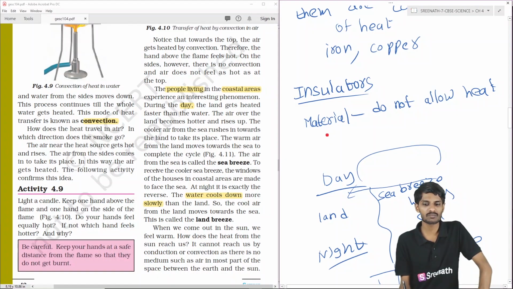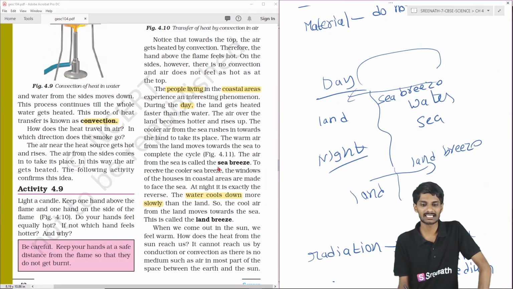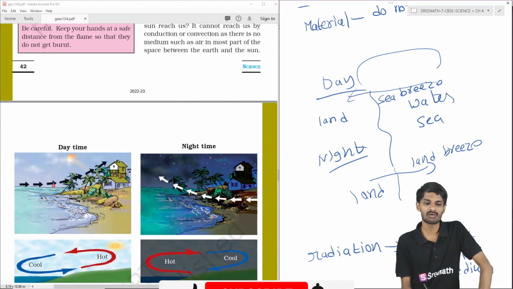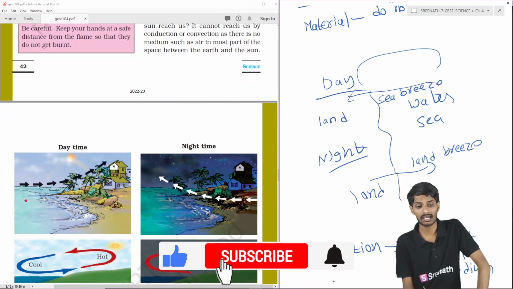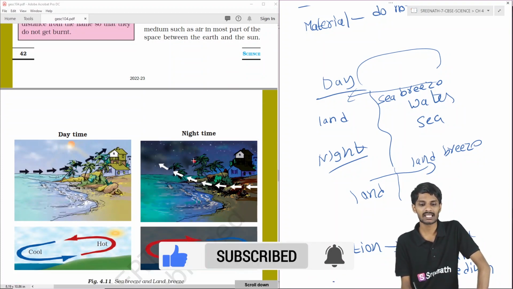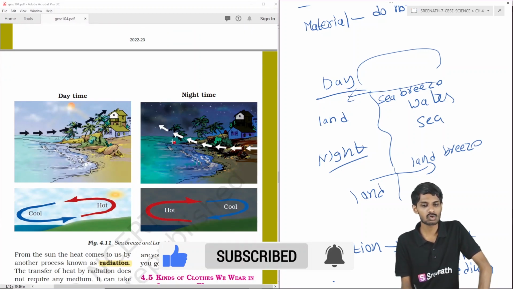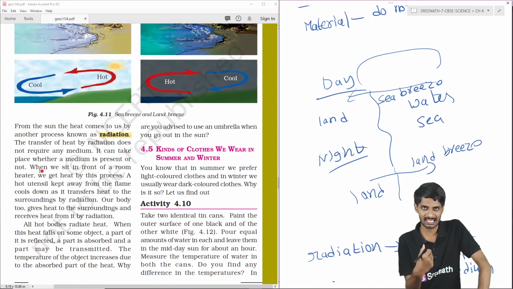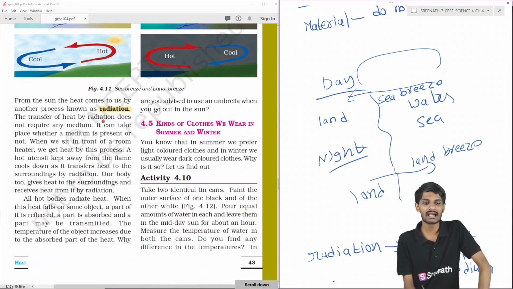Okay, next thing we will observe in the case of coastal areas, that is the sea breeze and land breeze. In the daytime, what happens? The sea breeze will come, air from the sea comes to the land. In the night time, air from the land goes into the sea. Okay, students, and from the sun to us the heat is transferred by the process called radiation.